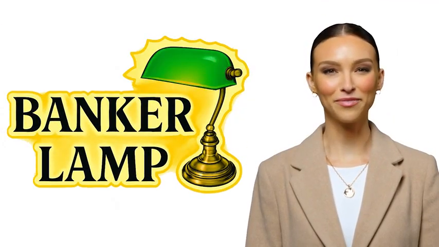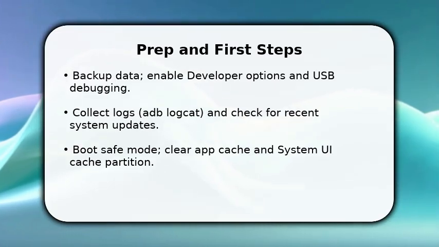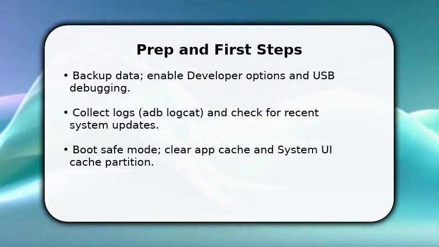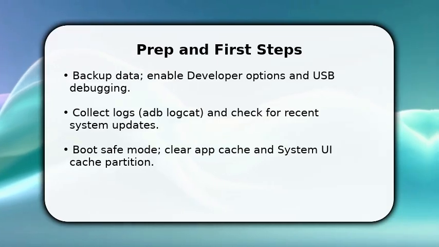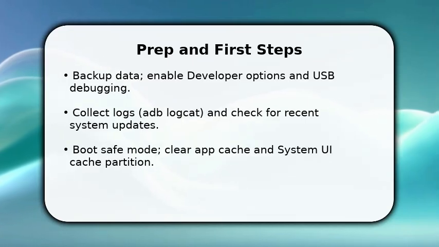Please enjoy the video. You start by protecting your data and gathering evidence. Make a full backup, enable developer options, and turn on USB debugging. Once done, connect to a PC and collect a dblogcat so you can see what crashes. Boot the phone into safe mode.